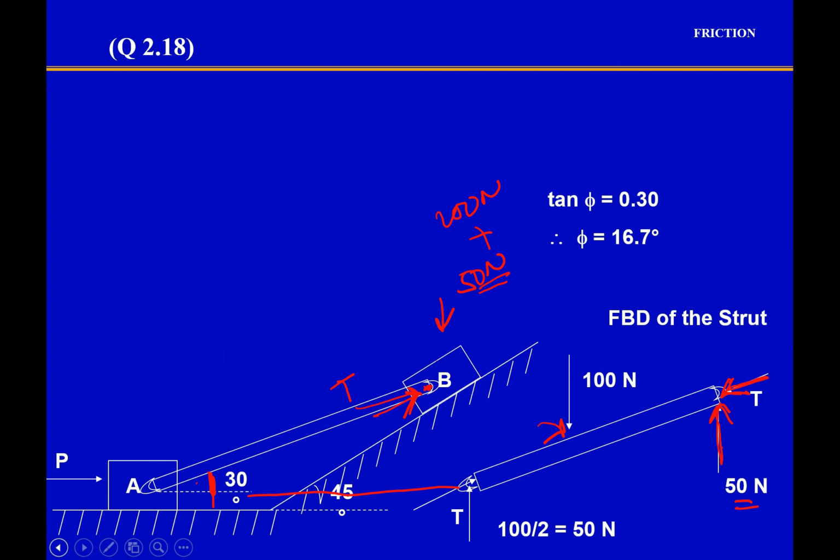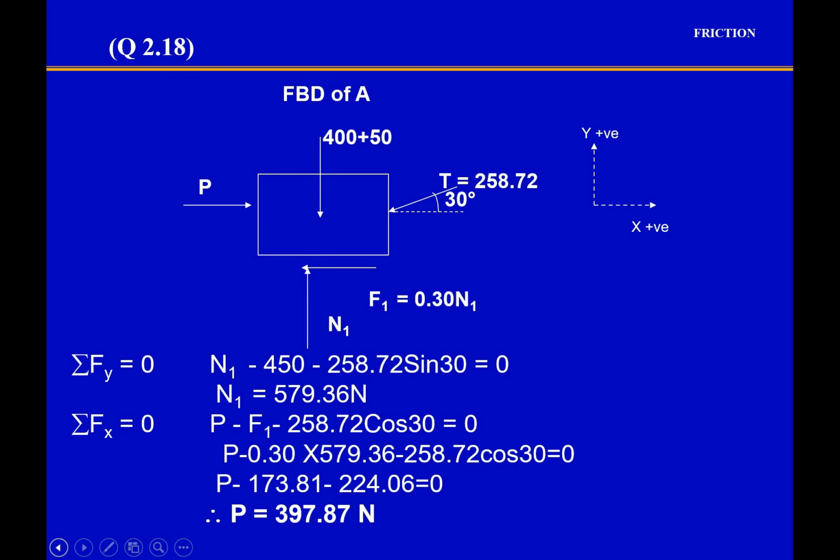So here what you know is the value of the T, this T value 258.6, probably that's what you are getting, right? Now we will come back to the block A. If we come back to the block A, we will be able to see that the self weight of the block was 400 Newtons, and because of the weight that is coming from the strut, we can see 50 Newton will be added. So the total force which is coming vertically downwards is 400 plus 50 equal to 450 Newton, and then you have to find out the value of P, right? So the P force remains here.